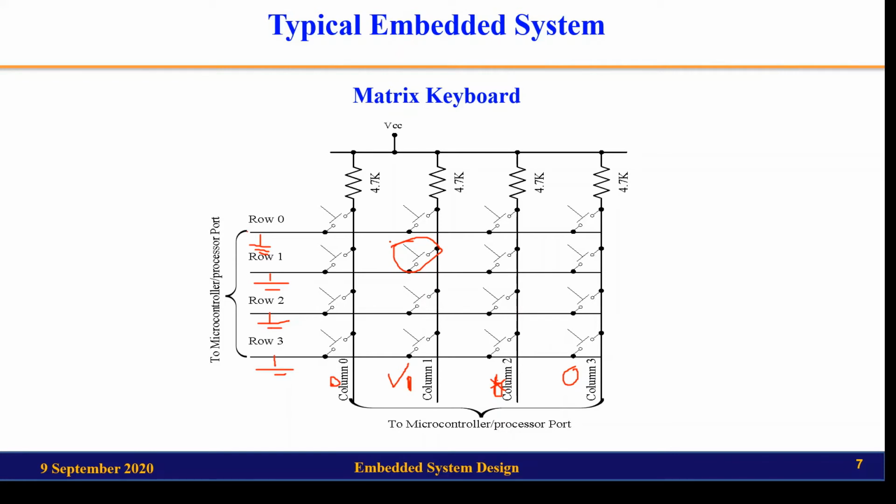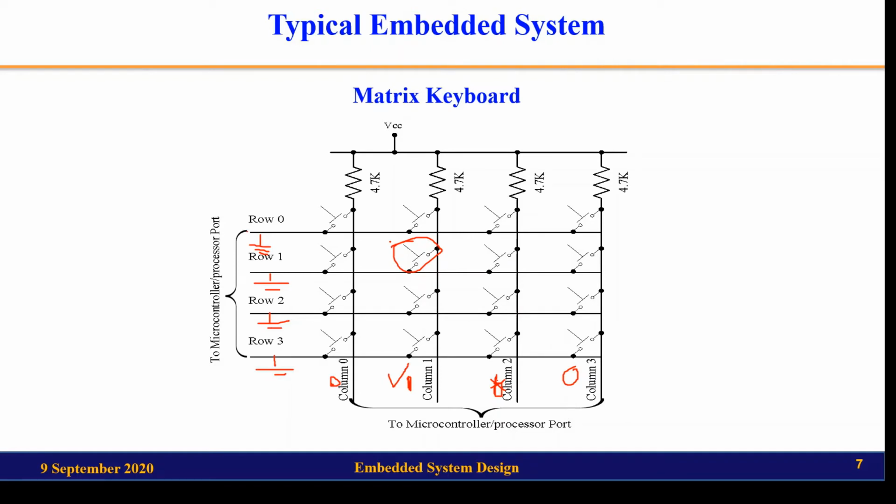Then you will get all zeros there. Why? Because we are reading this one, so we'll get zeros. Next we'll check the second, that is row 1. In row 1, you will be able to identify that as this key is pressed, you will get 1 here. By that we can identify that in the particular column, the particular row has been pressed. So this is how the key will be identified.